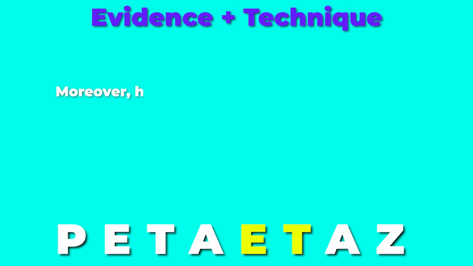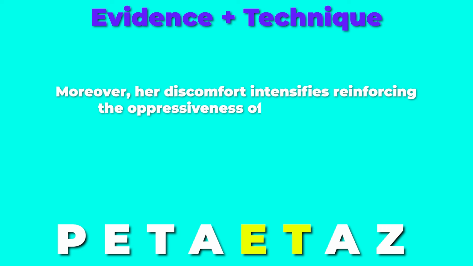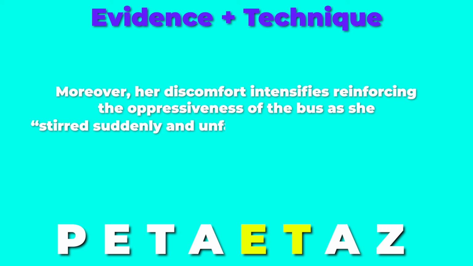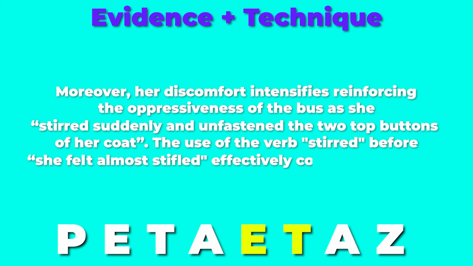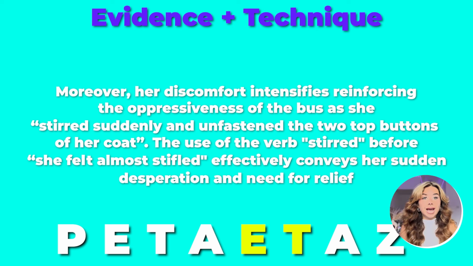Okay, let's go through our second evidence and technique. Remember, this is still part of one paragraph. We need two of these paragraphs. Moreover, her discomfort intensifies, reinforcing the oppressiveness of the bus, as she "stirred suddenly and unfastened the two top buttons of her coat". The use of the verb "stirred" before "she felt almost stifled" effectively conveys her sudden desperation and need for relief. You can see again, I've embedded my evidence and given my technique in a brief bit about what I'm saying about the bus journey.